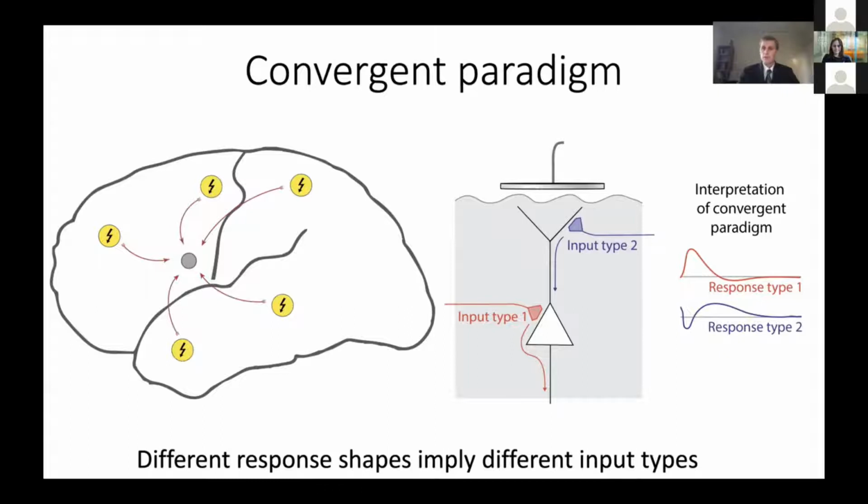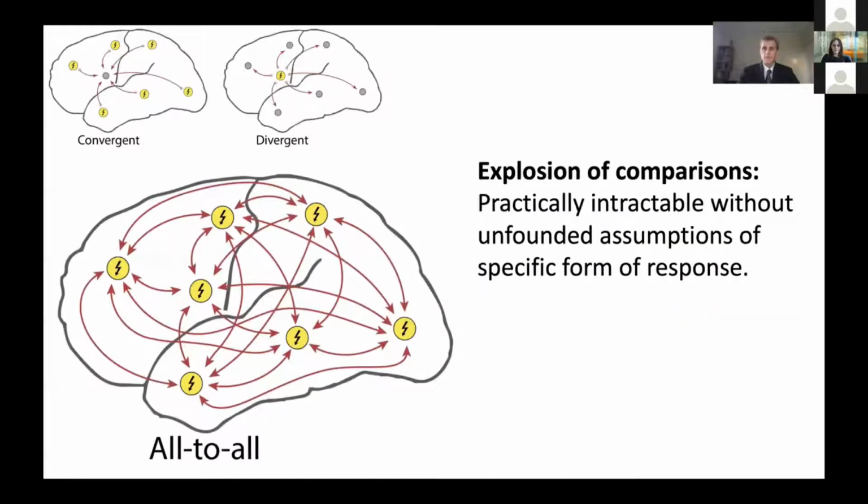And of course, we could do this for many stimulation sites, not just two. When we put together the convergent and divergent paradigms, we find what we call the all-to-all paradigm. Namely, we stimulate everywhere and we record everywhere, and then we try to interpret how different regions are connected.